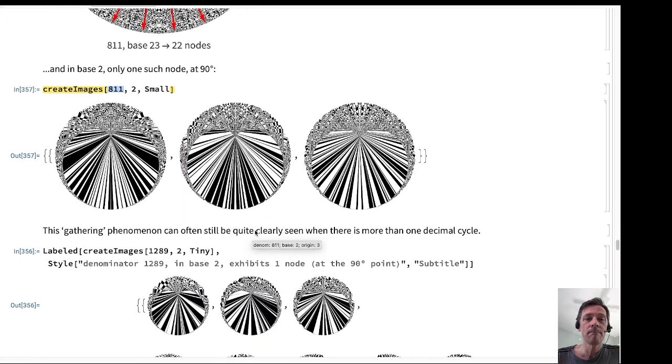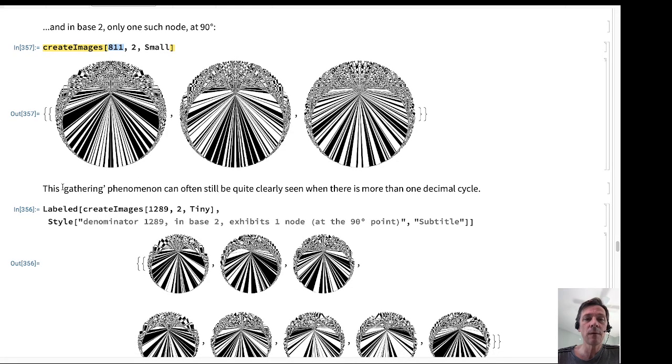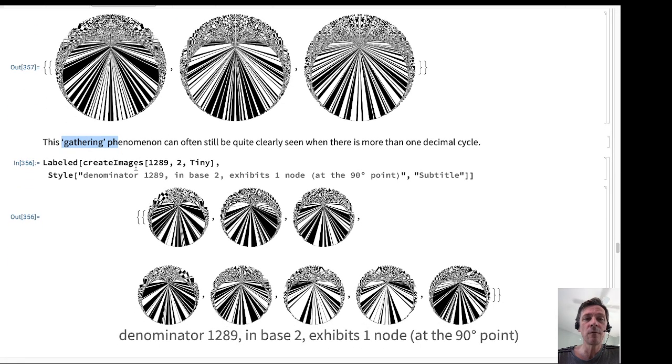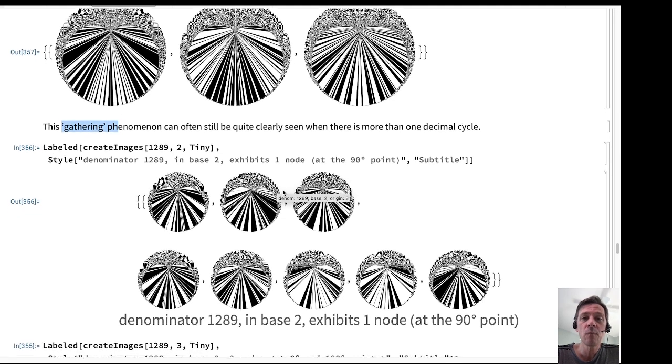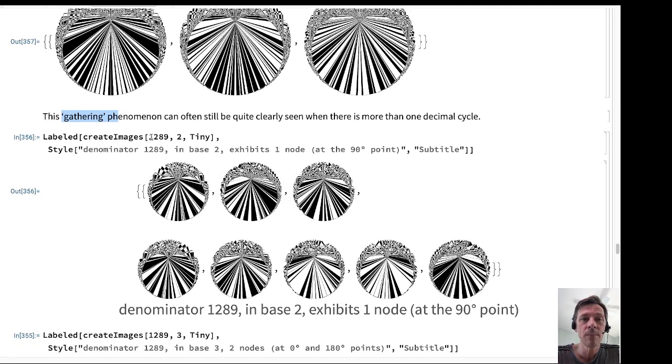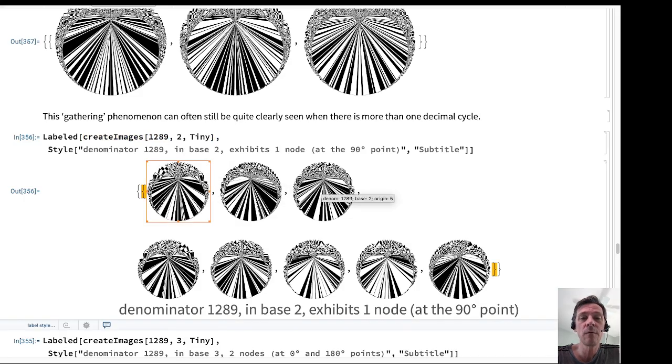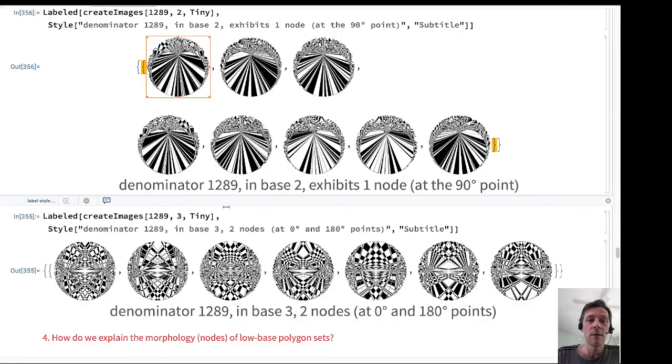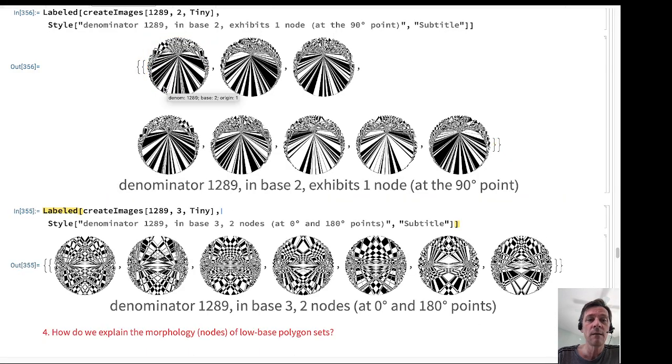Okay, so this gathering phenomenon, the gathering into nodes, can still be seen very clearly when there is more than one decimal cycle. So here is the denominator 1289. In base 2, I get 1, 2, 3, 4, 5, 6, 7, 8 images, but each of them has that cardioid shape, that single node shape. And here is another example, again 1289 as the denominator, and now we're in base 3, and you can see it gathering into two. Each one of those images collects into two separate nodes, one on the left, one on the right.